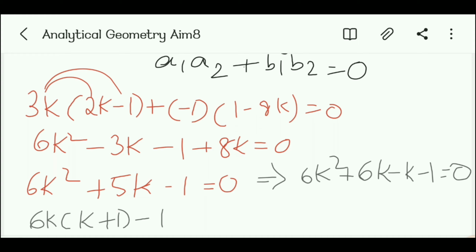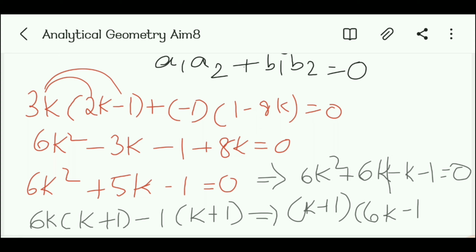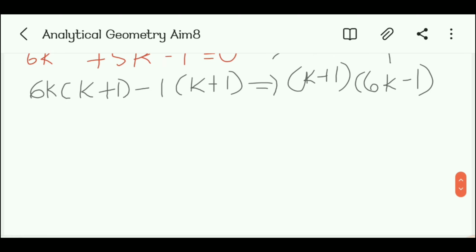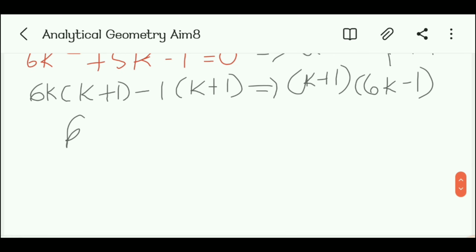Now what we shall do is take this. Here what will you take common? 1 only, nothing else is common. So then k plus 1, because if you are taking minus, all the signs will change. Plus will become minus, minus will become plus. That's it. Now here you can find that k plus 1 is common. So k plus 1 into 6k minus 1. Done. Now comes the real part. We have to find the k value, right?